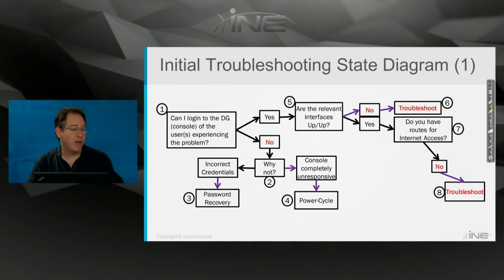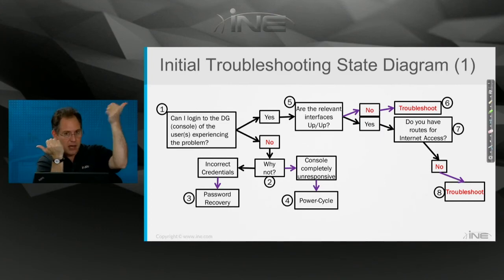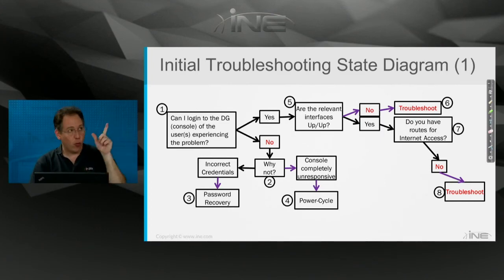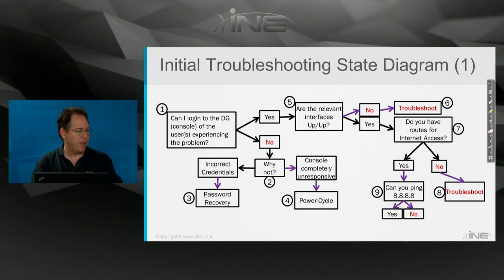So I'm just going through the high-level picture at this point. Let's say I do have routes for internet access. So far I've verified that my interfaces to my employees and my interface to my ISP are up. I've verified I actually have routes to get to the outside world. Can I ping Google's website? This doesn't necessarily have to be 8.8.8.8. You could try pinging anything on the internet, but this is usually up. If you have an internet connection, I've never not been able to ping 8.8.8.8. So that's a pretty reliable IP address.